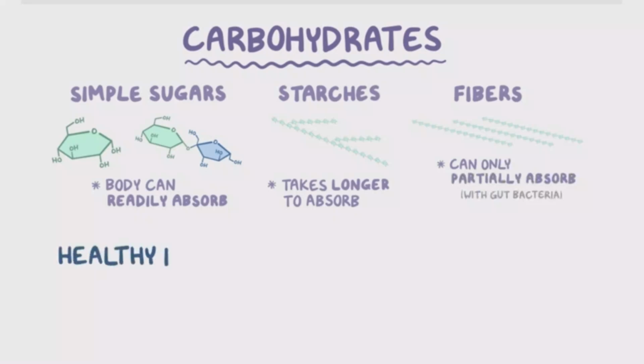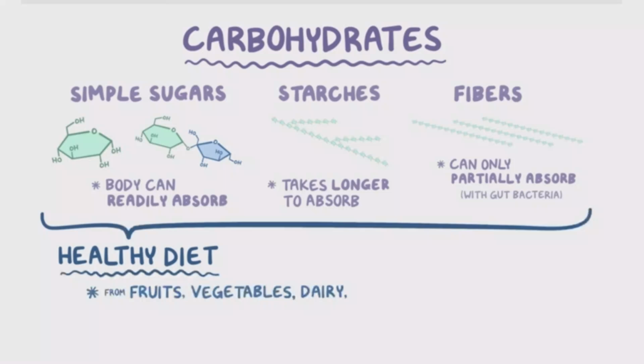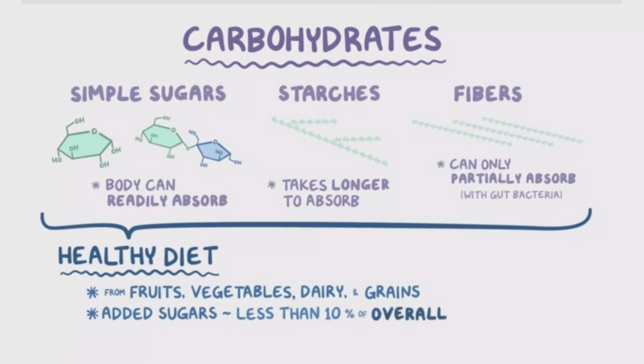Ultimately, a healthy diet includes all types of carbohydrates, coming from a variety of sources like fruits, vegetables, dairy, and grains. It can include added sugars too, with the World Health Organization and the US dietary guidelines recommending that added sugars make up less than 10% of your overall calories.